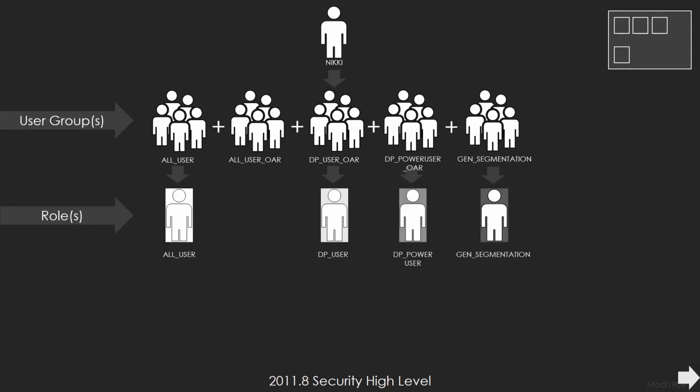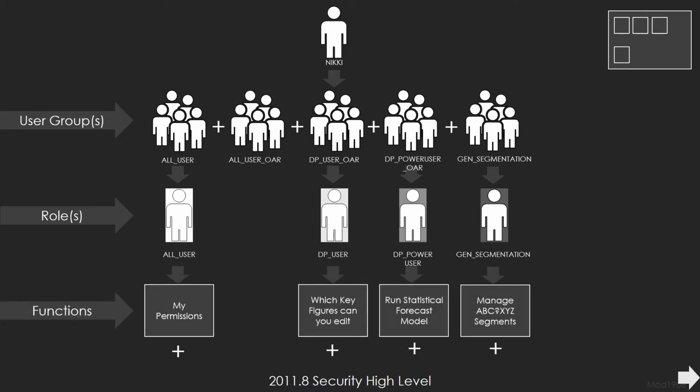The roles usually are a one-to-one match. There are some exceptions where there's a user group or a grouping of people that do not have a one-to-one role group, but you can see here in most cases there is a one-to-one example. So for example, the user group DP power user OAR is linked to the DP power user role group.